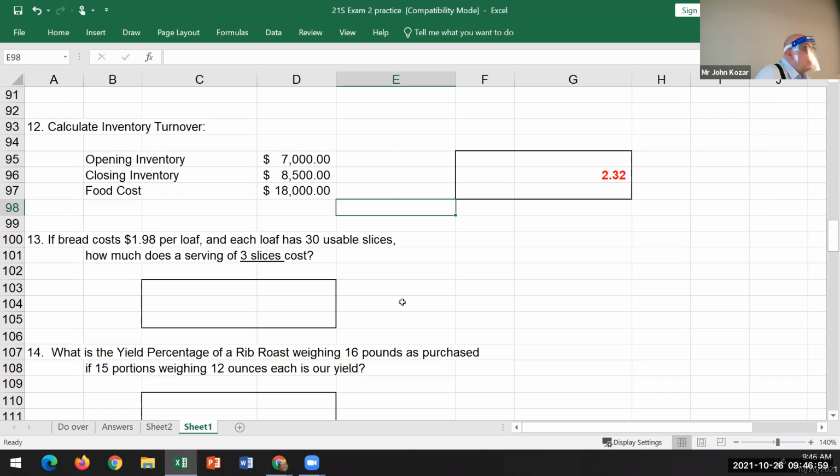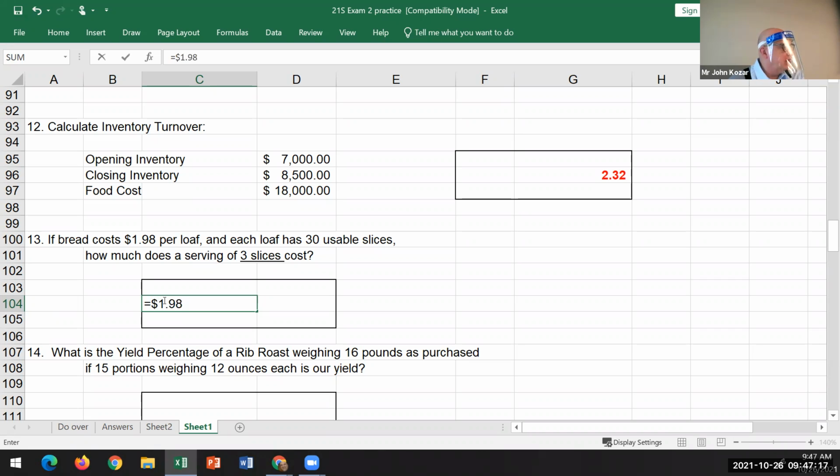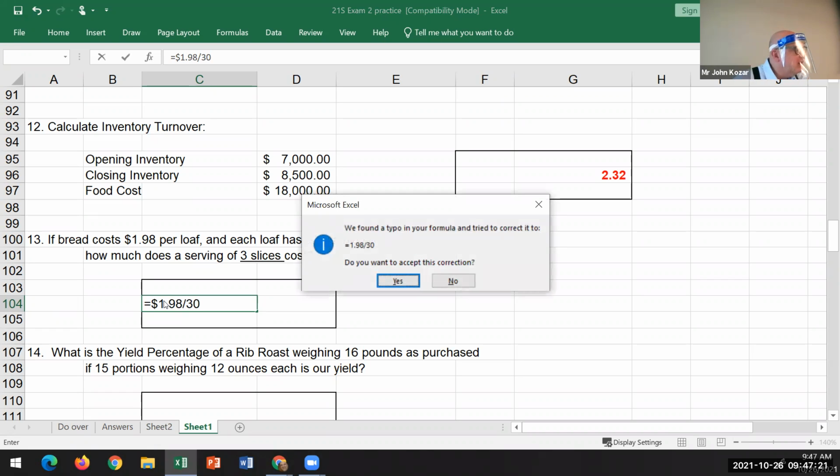Okay, bread costs $1.98 per loaf. Each loaf has 30 usable slices. How much does a serving of 3 slices cost? So $1.98 divided by 30.